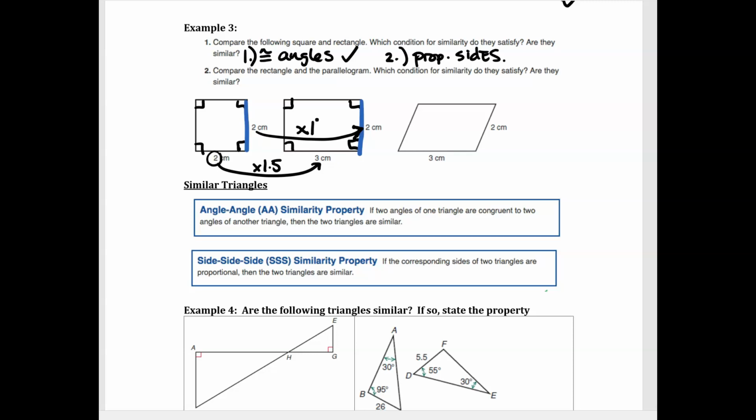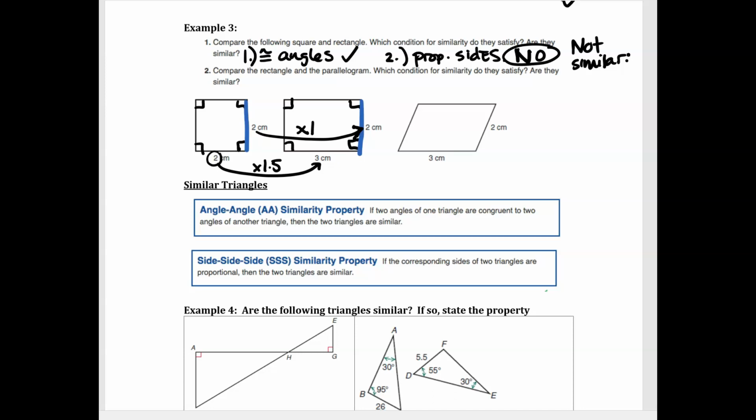These scale factors are not the same. So I'm going to say no, they don't have proportional sides because the scale factors are not the same. So we would say not similar. And we can just look at those and see that they're not the same shape. But it's good to go through these steps and decide using the two conditions that we talked about.